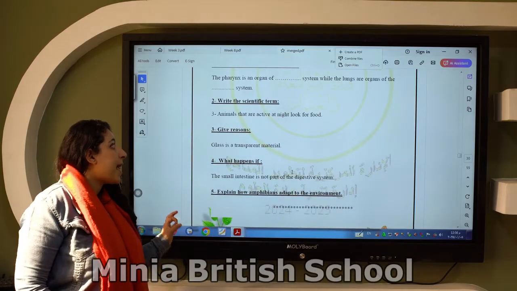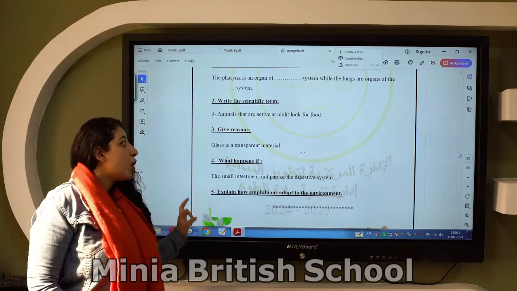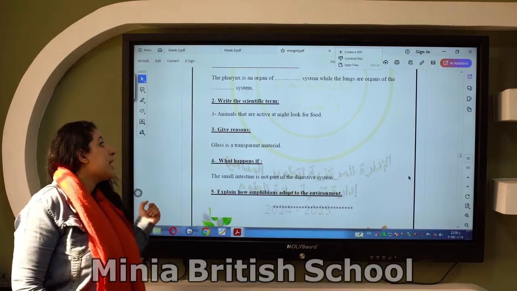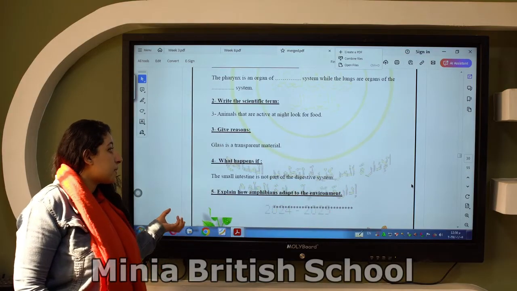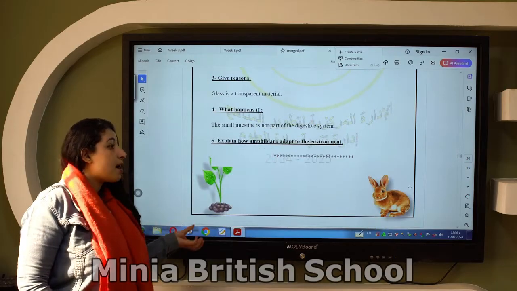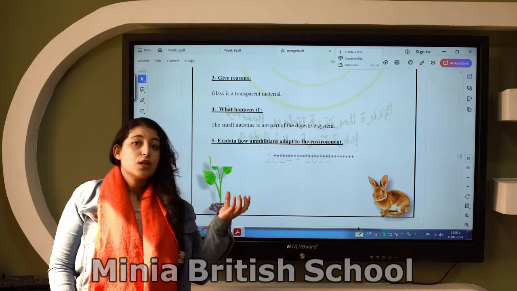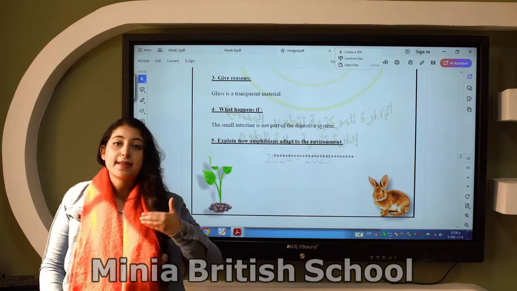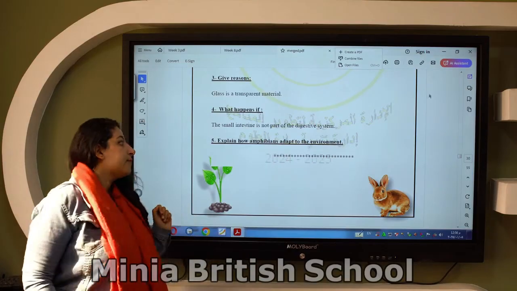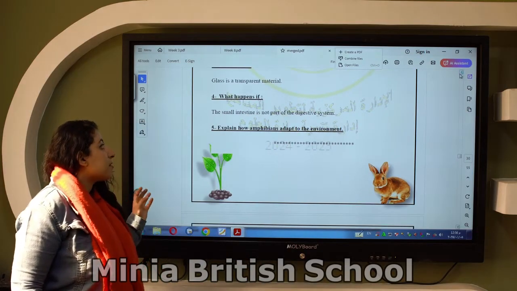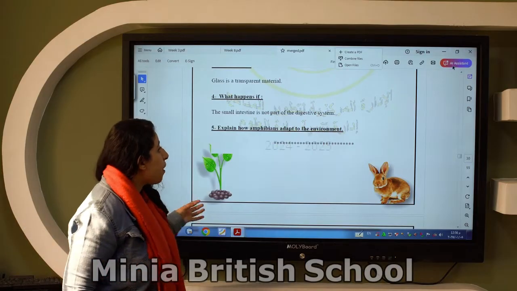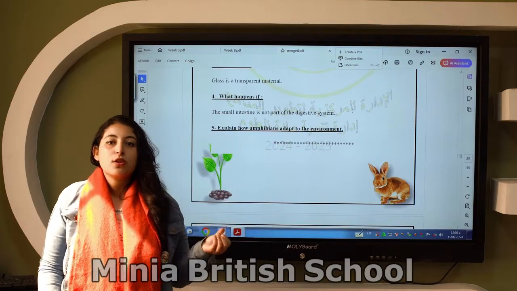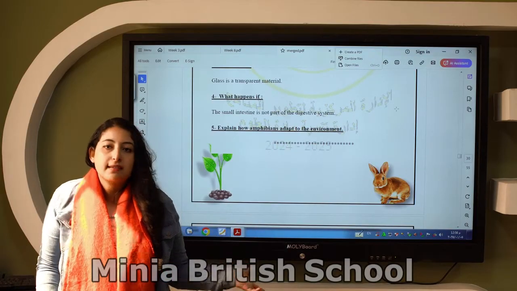Write the scientific term. Animals that are active at night look for food. They are nocturnal animals. Yes. Give reasons. Glass is a transparent material. Why? Because glass allows light rays to pass through, so we can see things behind the clear glass. What happens if the small intestine is not part of the digestive system? The digestive system will not perform its function correctly.